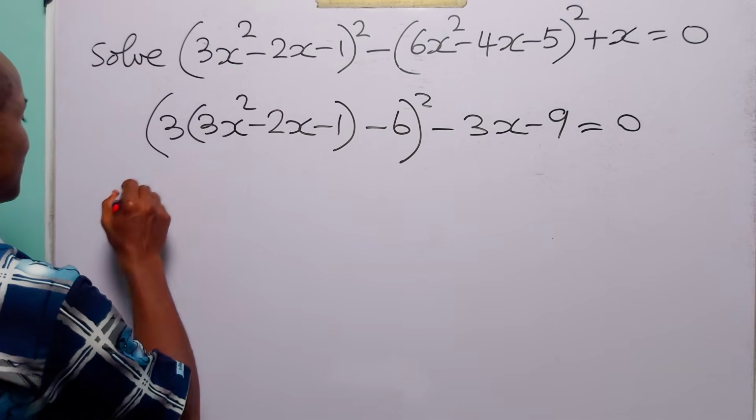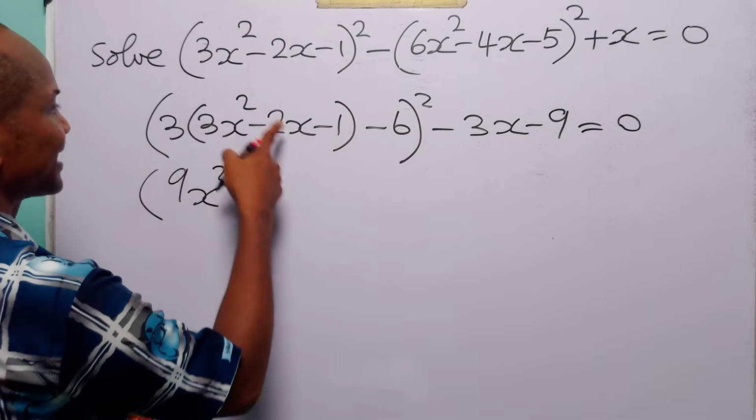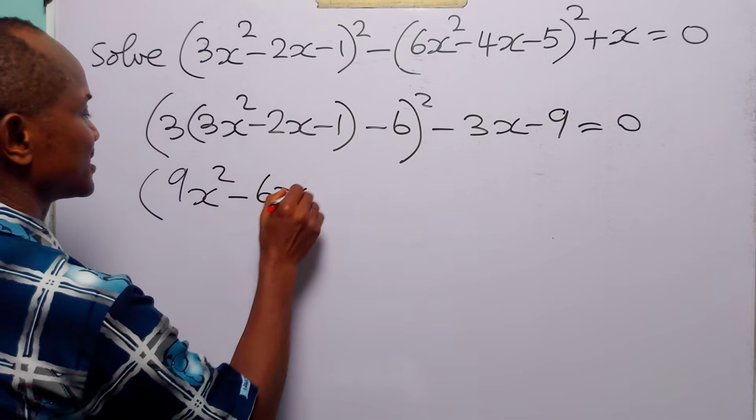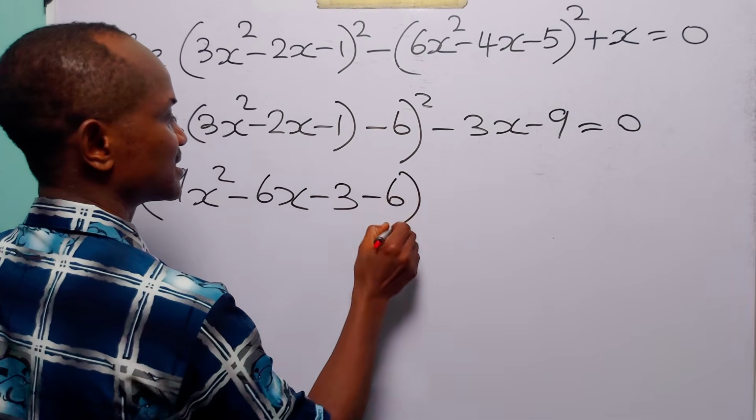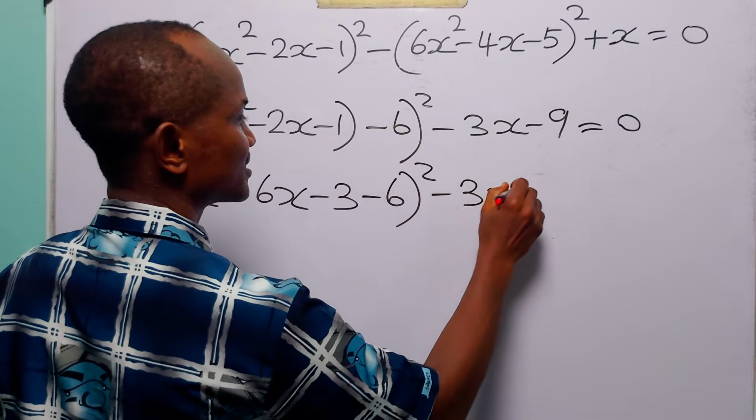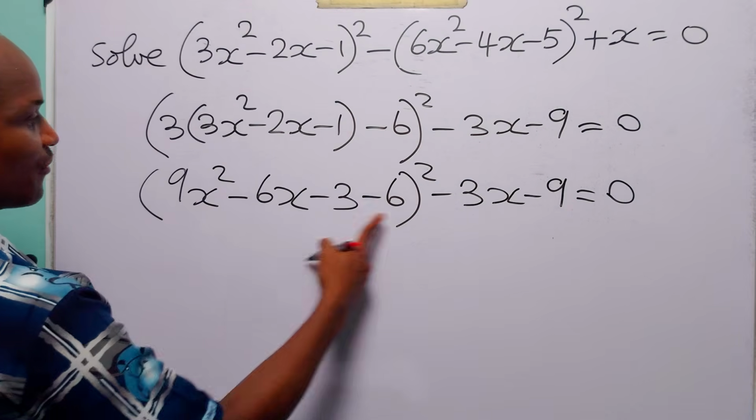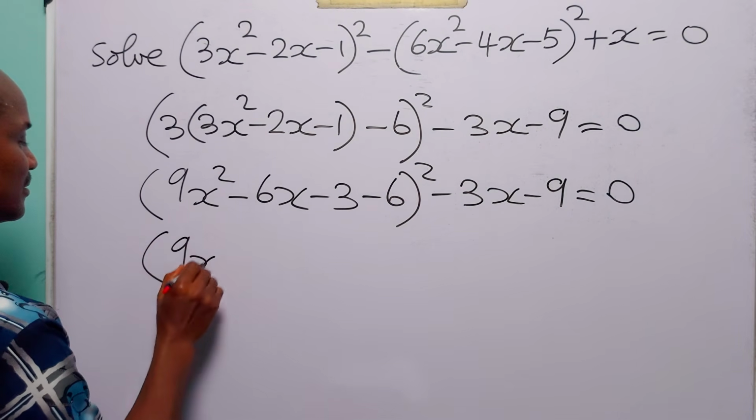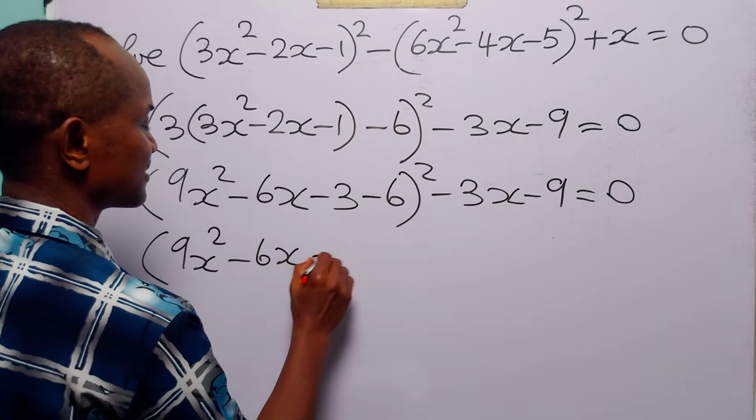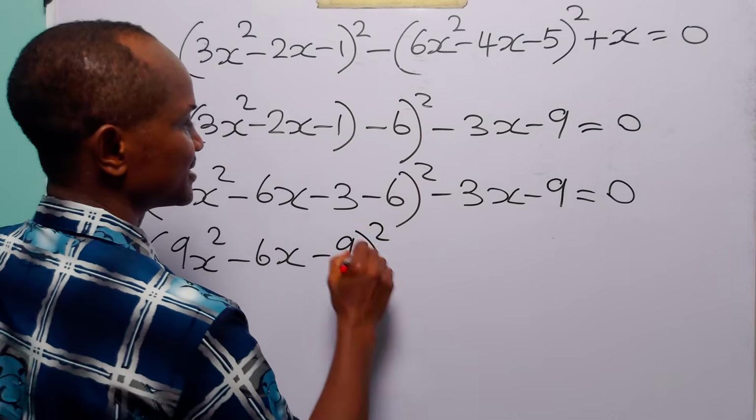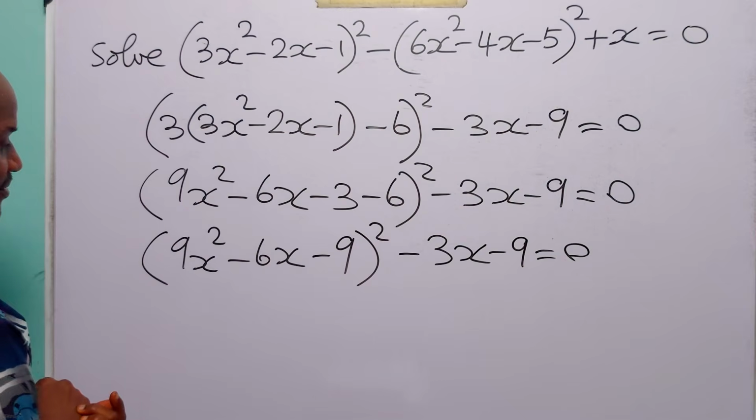And opening this bracket, we have 3 times 3x squared, which is 9x squared. 3 times minus 2x, that is minus 6x. 3 times minus 1, which is minus 3. Then we have minus 6 squared. Then minus 3x minus 9, and this is equal to 0. Now, of course, from here, we have 9x squared minus 6x minus 3 minus 6 is minus 9. This is squared minus 3x minus 9 is equal to 0.